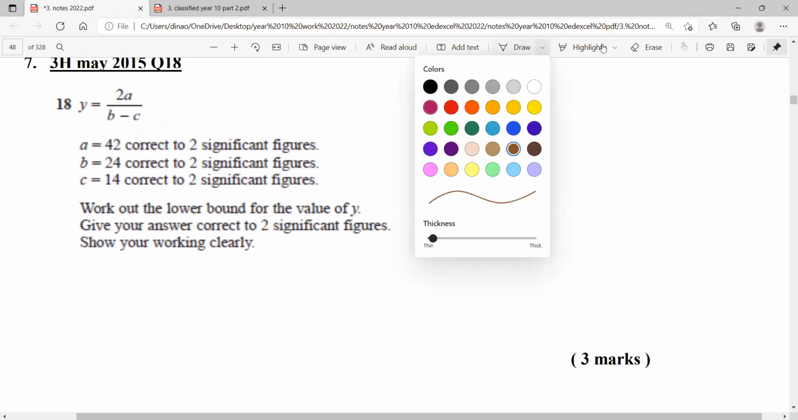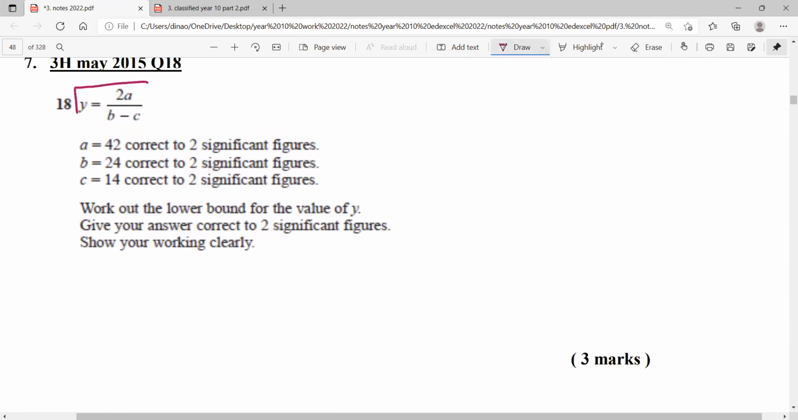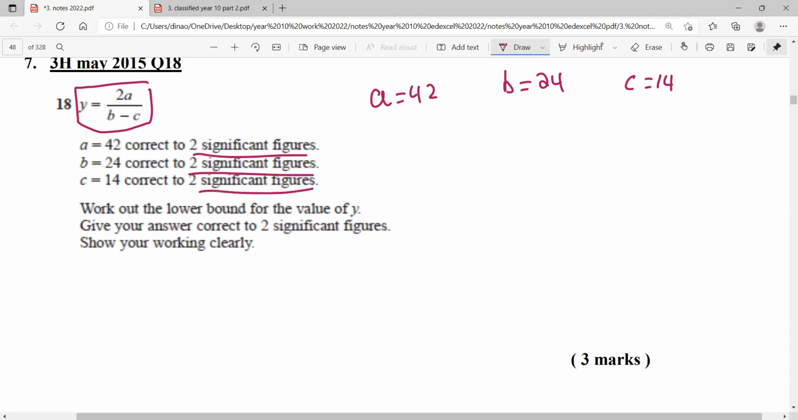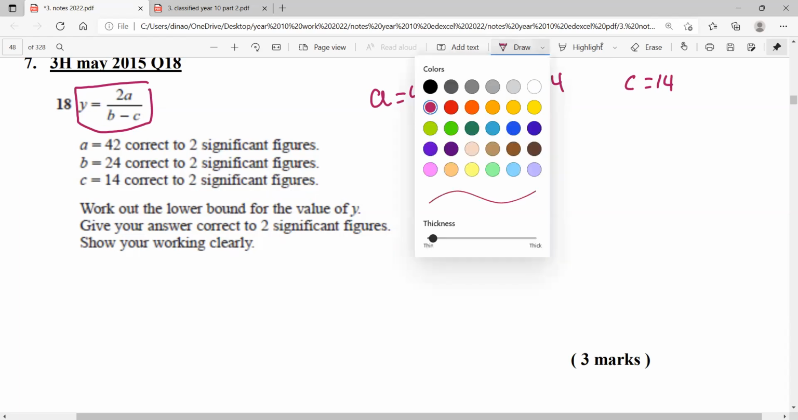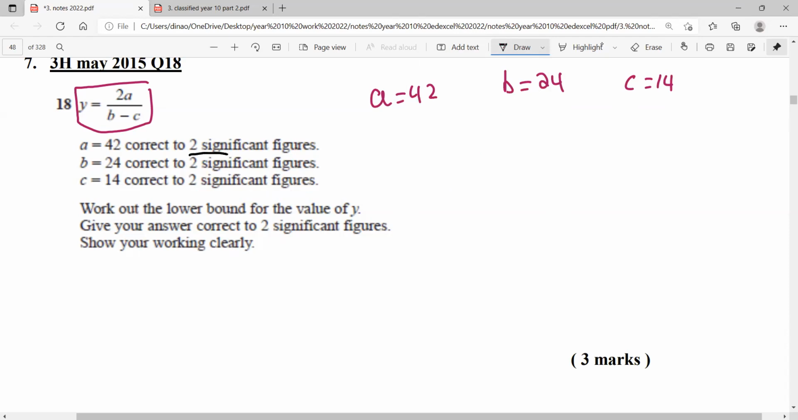Here it says y is equivalent to this fraction over here, and this fraction has 3 letters, the 42 and the 24 and the 14. A is this, B is this, and all of these numbers are rounded to the second significant figure. So for the last time, how do I find the bounds? Look for the second significant figure. In all of these numbers, the second significant figure is the units.